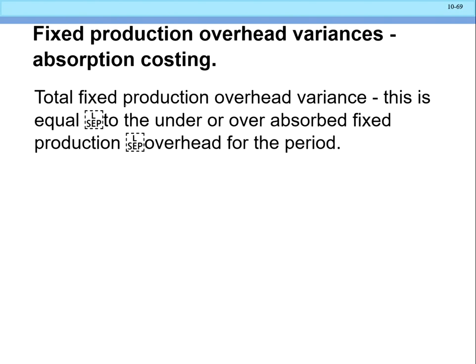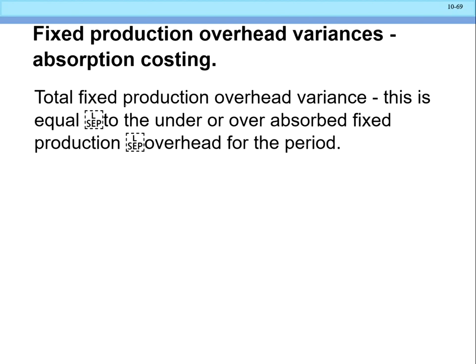So then we only have these fixed production overhead variances if the business is applying absorption costing. But when we are calculating the variances here, we are simply trying to identify the factors that have led to over or under absorption of overhead. So the total variance, the spending variance, when we are doing fixed production overheads, is simply the over or under absorbed overheads.